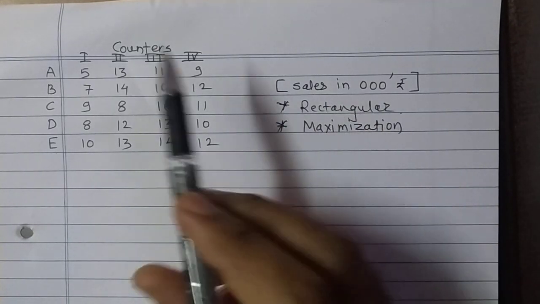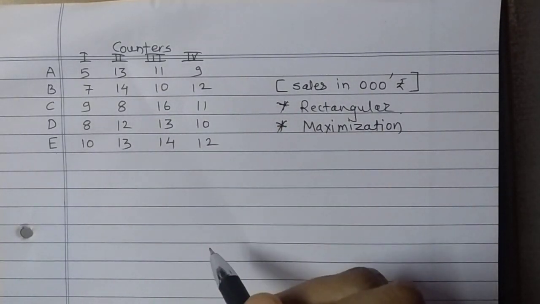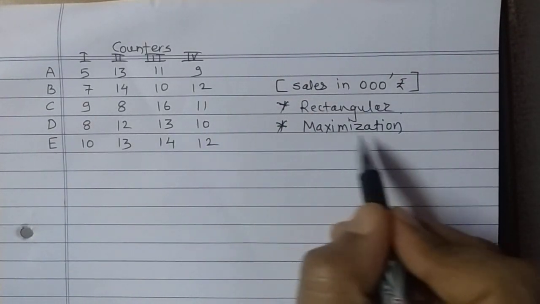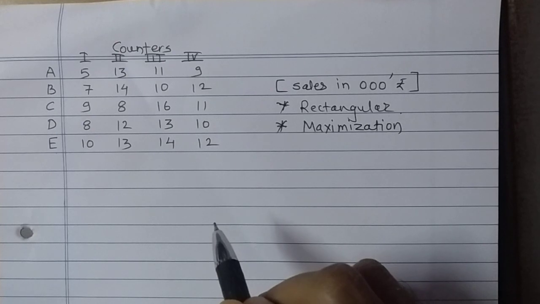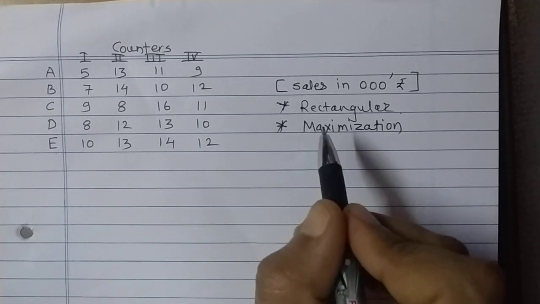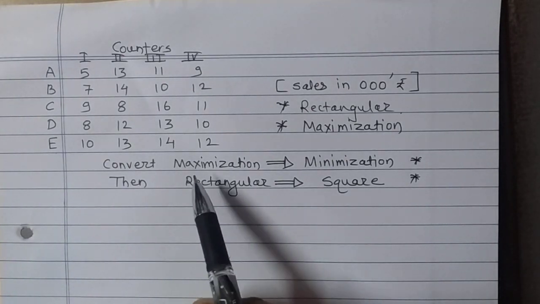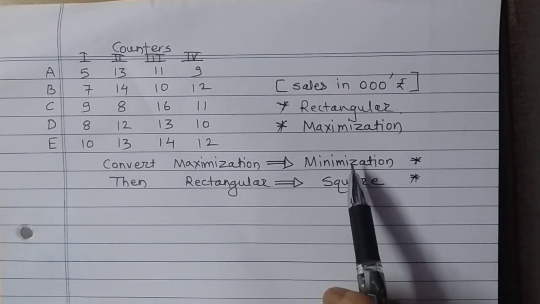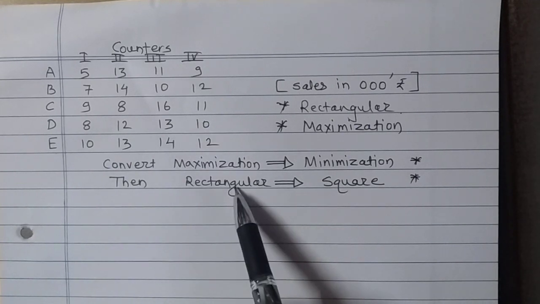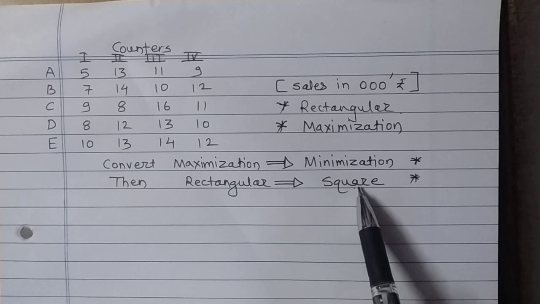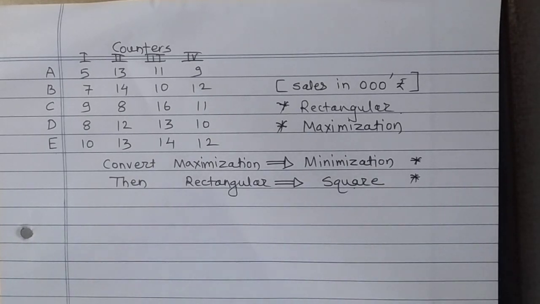Once you see this rectangular matrix, few students can make the mistake that they will add a dummy column here. But as this problem is of maximization, the very first step is to convert the maximization into a minimization problem and only then add a dummy row or dummy column. Just remember this. First convert the maximization problem into minimization and then convert the rectangular matrix into a square matrix. Remember this, don't do vice versa.